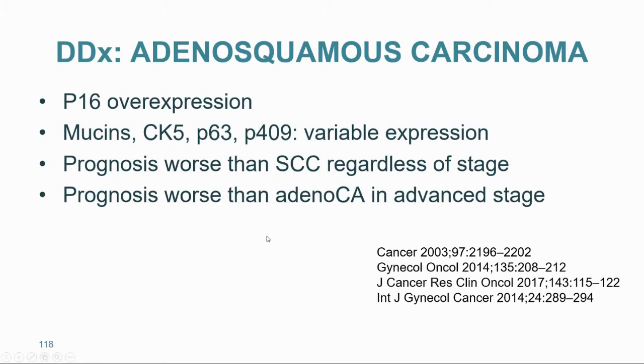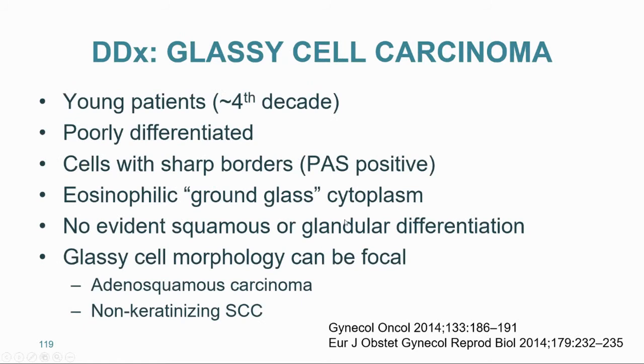We try to identify adenosquamous carcinomas because they tend to behave in a worse fashion compared to squamous cell carcinomas, and in some cases, particularly advanced stage, worse than most HPV-related adenocarcinomas. So there is some evidence mounting to the fact that these lesions tend to be more aggressive, and that's why we keep that diagnosis in mind.